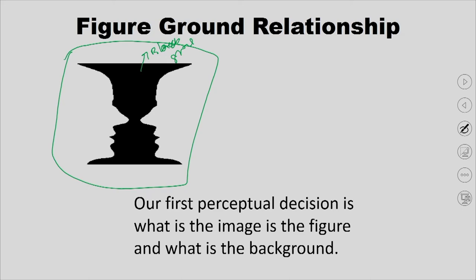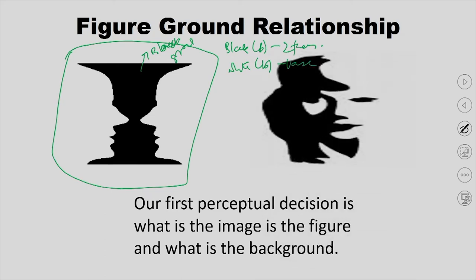So basically, if black is the background, you see two faces, and if white is the background, you see a vase. This is called a reversible image. Can you see the vase and the two faces which are seeing each other? Yes, that's what perception is all about, and that's called localization, or separating the figure from the background.